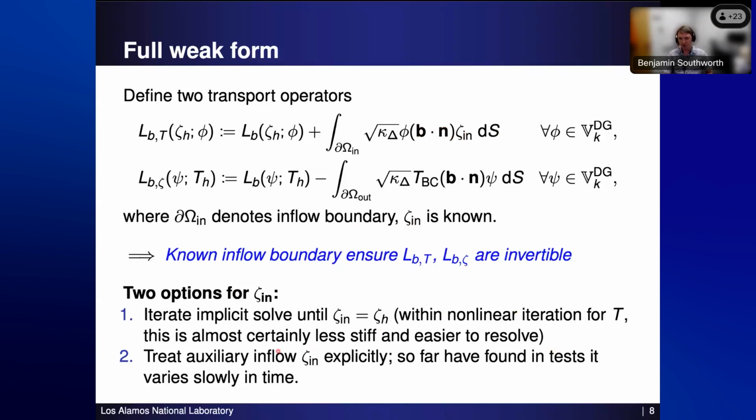In the meantime, we're doing it in an implicit-explicit approach where we just treat the auxiliary inflow explicitly. Interestingly, we found it varies slowly in time, it's non-stiff, and we haven't had any problems with that implicit-explicit treatment. We could include it in an outer iteration if we want to. Right now, we don't do that. And so these are our two transport operators.